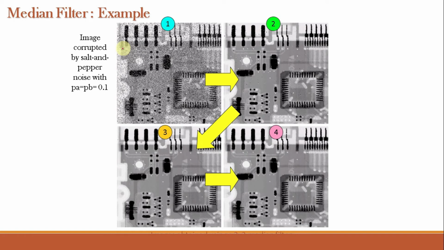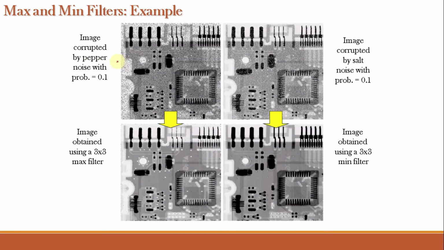So this figure shows an image corrupted by salt and pepper noise. This is the result of applying a 3 cross 3 filter, and if you again apply the median filter to this filtered image, you will get a better result like this, and again applying the median filter to this, you will get a still better result, as you can see here. This shows the minimum and maximum filters. This is the image corrupted with pepper noise. When you apply the maximum filter, you obtain an output image like this, which removes the noise. And when the same image is corrupted with salt noise and you apply the minimum filter, you will obtain the output image like this.